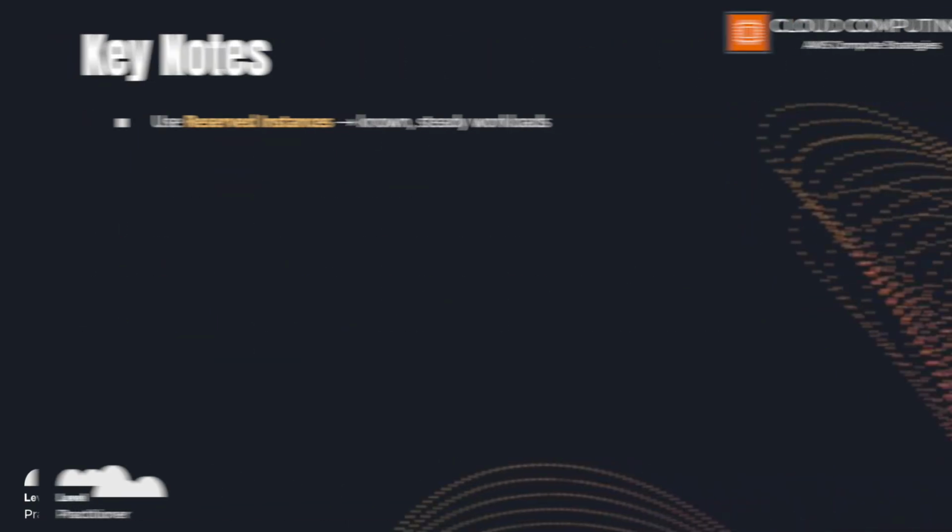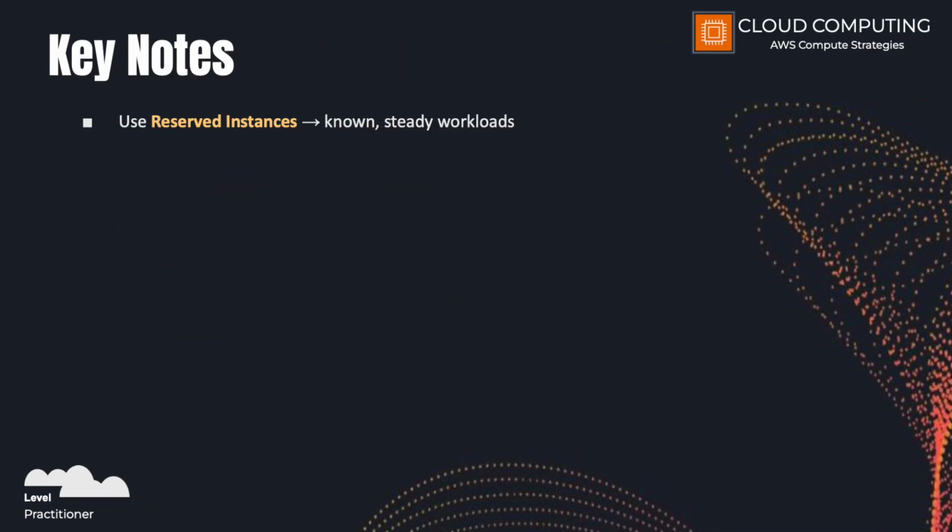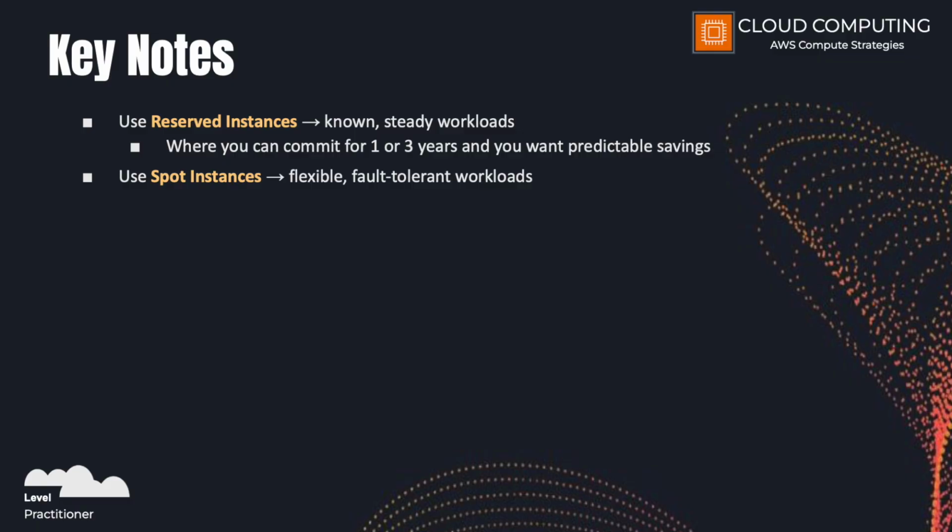In terms of reserved instances versus spot instances, use reserved instances for known, steady workloads when you can commit for at least 1 or 3 years and want predictable savings, and use spot instances for flexible, fault-tolerant workloads that can tolerate interruptions and benefit from very low cost.